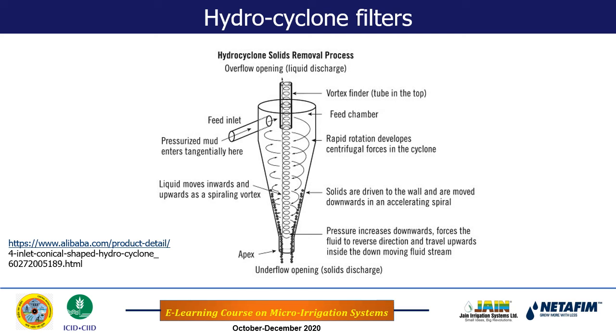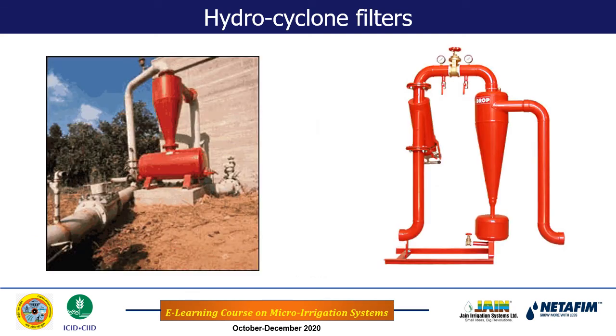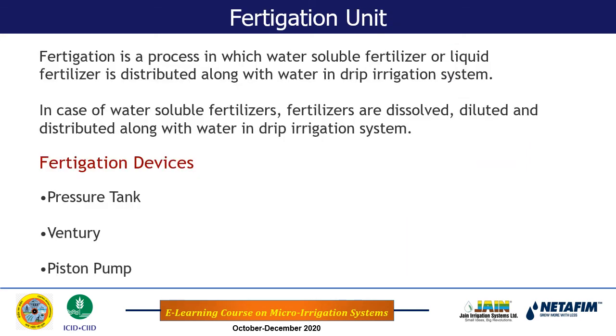So basically, in the case of the hydrocyclone filter, the water with impurities enters and is made to rotate at rapid speeds in order to create the centrifugal force, and after that the liquid will move inward and upward, so that it will be taken out as pure water, and solids will move downward and towards the wall. In this way this happens. So this is the picture of the hydrocyclone filter.